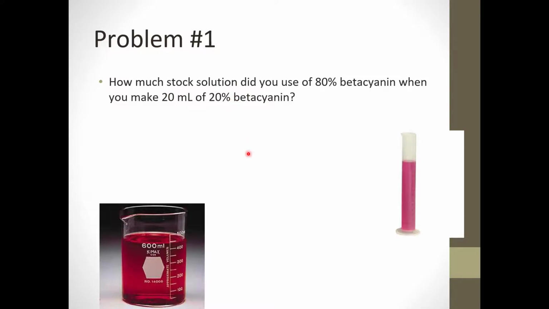If we remember that this is basically just basic algebra, V1 equals C2 times V2 over C1. Because remember, the basic equation is C1 times V1 equals C2 times V2. So we figure out which one we know and which one we don't know, and we can set up a very basic equation to solve for the unknown. In this case, the answer is 5 milliliters. So in this example, we take 20 times 20 over 80, and then we know we need 5 milliliters of stock solution to make our dilution.